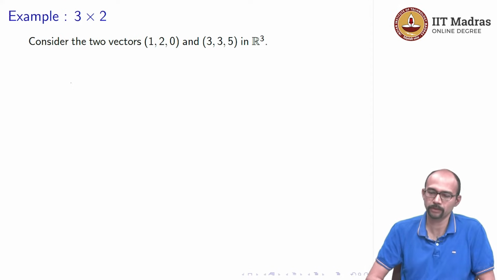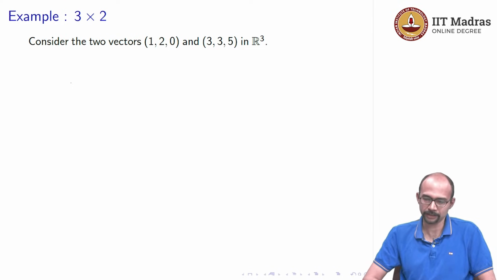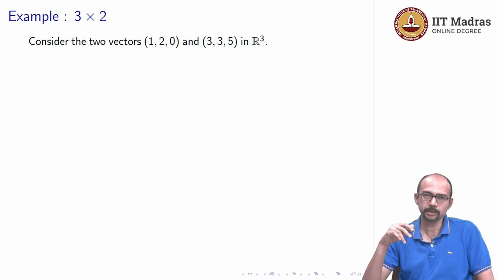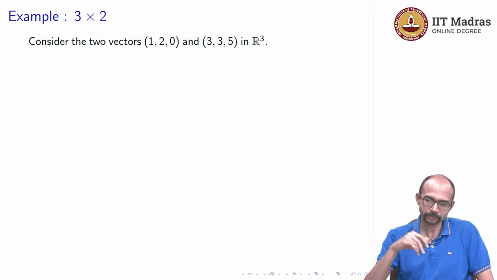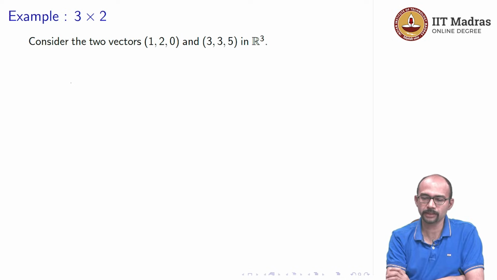So, here is an example where you have a 3 by 2 matrix. Okay, so, consider the two vectors (1, 2, 0) and (3, 3, 5) in R3. So, let us also understand what this 3 by 2 is. This means your vectors are in R3 and you have two vectors, right. So, this is saying you have a 3 by 2 matrix, which means you have two columns. Remember, columns correspond to the number of vectors, and the size of the vector is the number of rows. So, that tells you it is in R3.